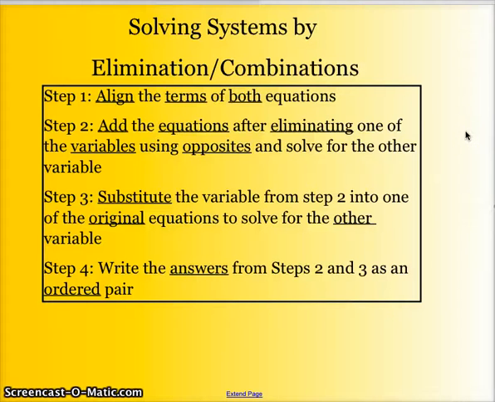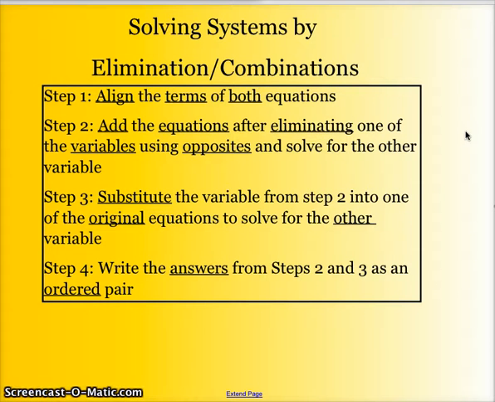Today we'll look at solving systems by elimination, sometimes called the combination method. Step 1. Align the terms of both equations. You want x on top of x, y on top of y, and numbers on top of numbers.